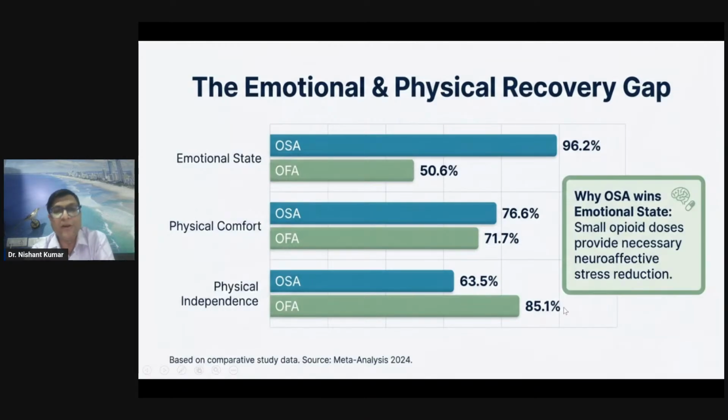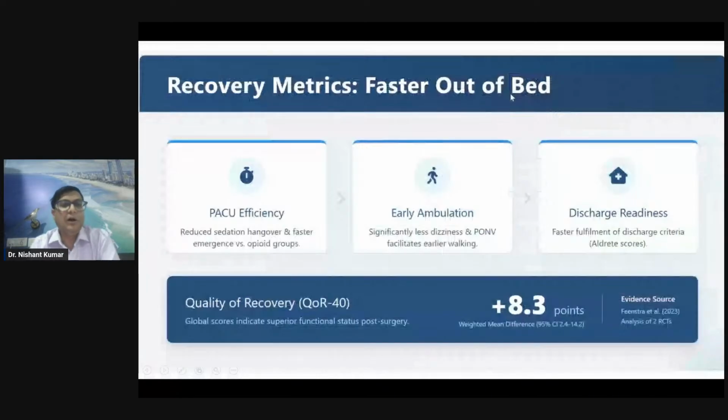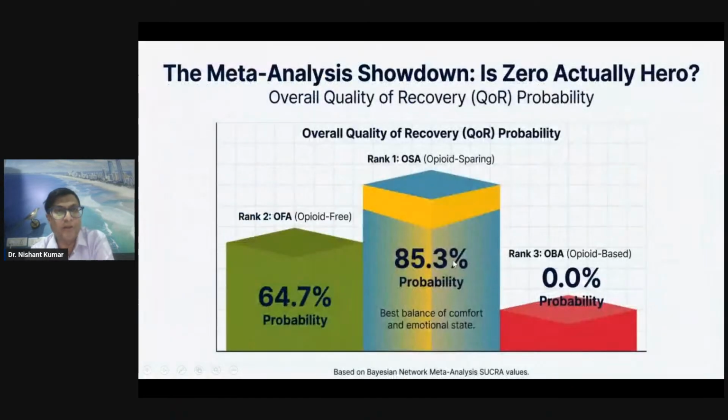Independence obviously is better with opioid free anesthesia, because then you have fewer side effects from the opioid based anesthesia. So, overall, when you see opioid based versus opioid free anesthesia, you have better PACU efficiency, the patient ambulates earlier, and you have a faster discharge readiness, and the quality of recovery score 40 is definitely better with opioid free anesthesia as compared to your opioid based anesthesia, an increase of 8.3 points, weighted mean difference, confidence interval 2.4 to 14.2. So the quality of recovery overall is much better with opioid-free anesthesia as compared to opioid-based anesthesia.